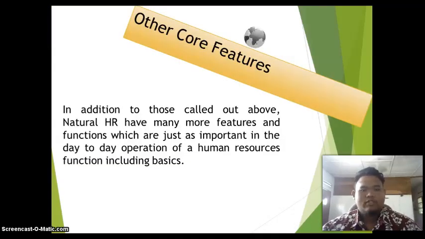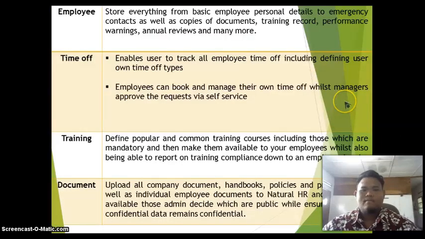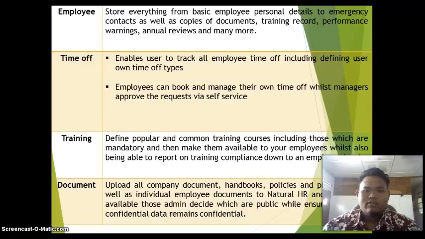Then the other core features, in addition to those called out above, Natural HR has many more features and functions which are just as important in the day-to-day operation of a human resources function, including the basics. The first one, for the employee, it stores everything from basic employee personal details to emergency contacts as well as copies of documents, training records, performance warnings, annual reviews and many more. So all the info about the employees is stored in this software.